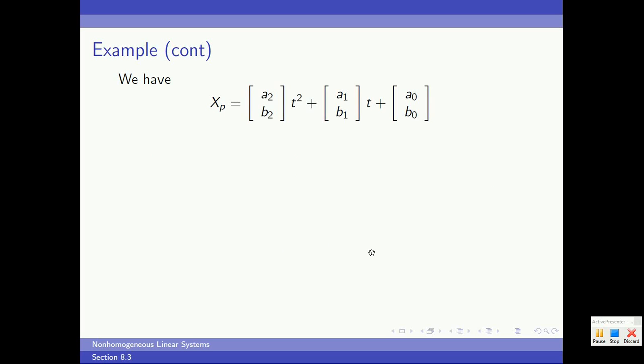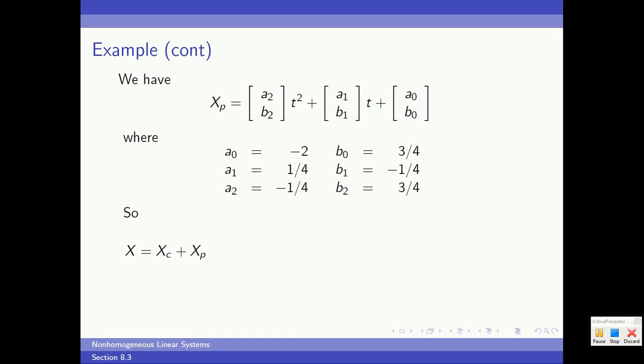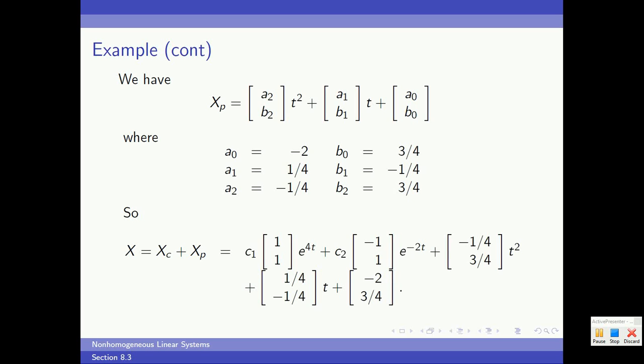So we found our A2, B2, A1, B1, and A0, B0. So once we have all of those, we actually have our XP. So our solution X is going to be our complementary solution plus our particular solution. This is what we found previously as our complementary solution. Plugging these values in up here, we have our particular solution, so we get our general solution.